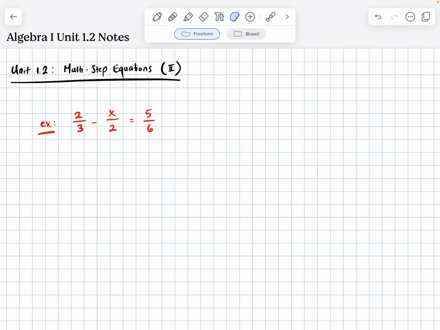Well, if you're like me, I see 2/3, 5, 6, x over 2. Those are fractions. Up until this point, I've gotten really good working with whole numbers, and I'm okay with fractions, but whole numbers feel a lot safer, a lot easier to work with, a little bit less complicated. So if I'm thinking strategically, my goal here should be, well, maybe I don't like the fractions.